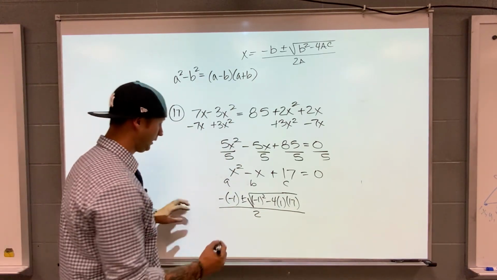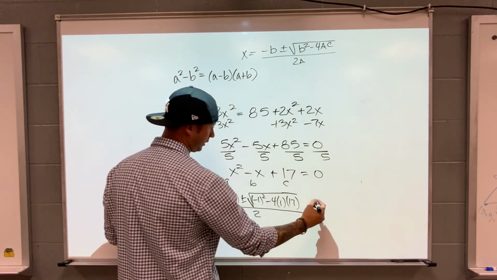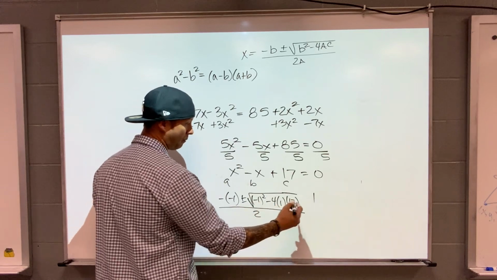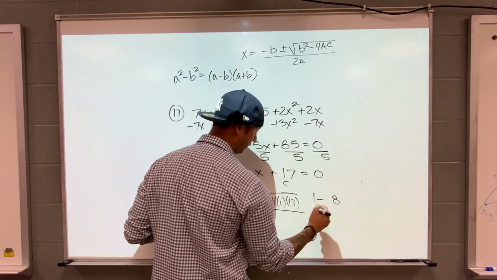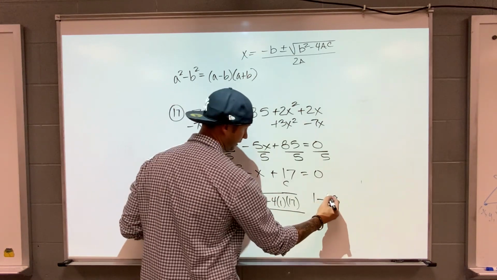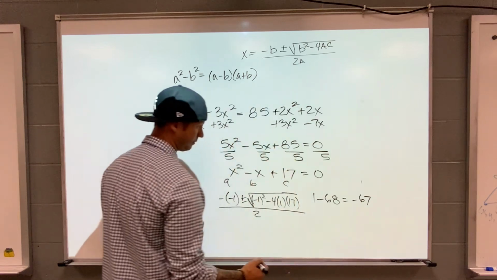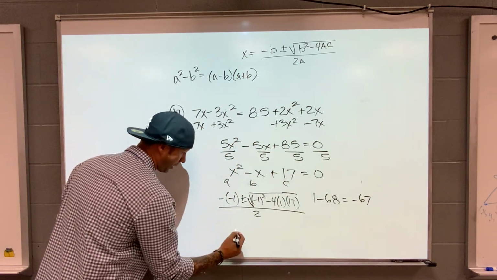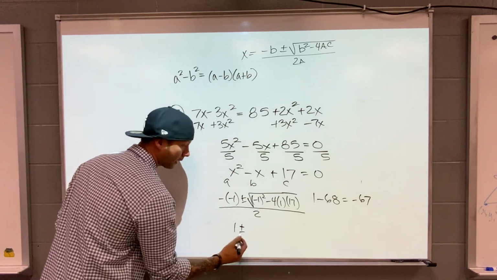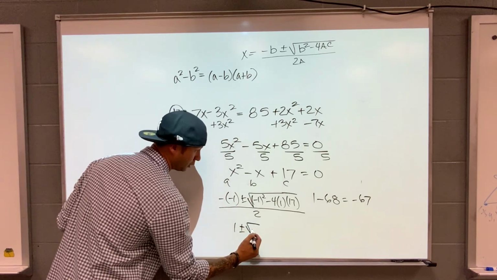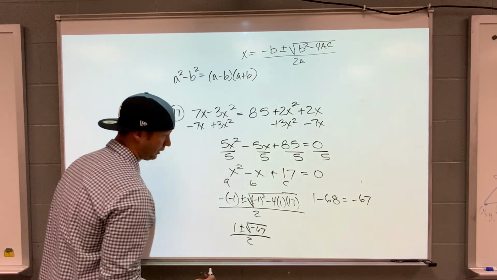So this is going to be discriminant first. So positive 1 minus 4 times 17. So 4 times 7 is 28. Carry the 2, 4, 5, 6, which is basically negative 67. So simplifying, we have 1, positive, right, because negative and negative, plus or minus root negative 67 all over 2.